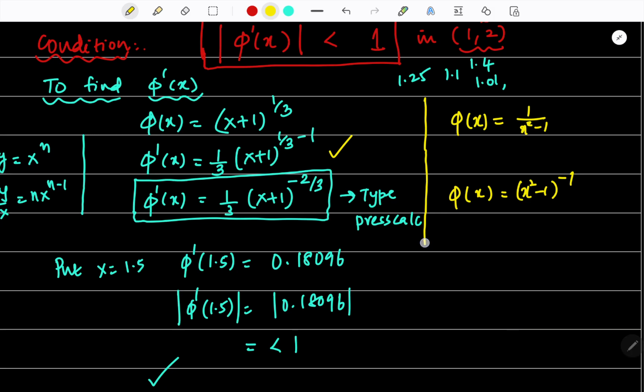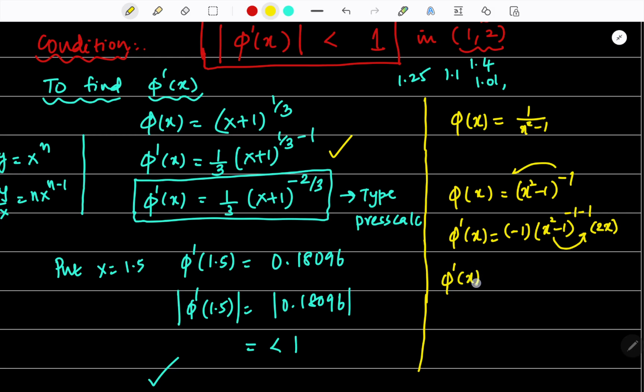Okay. Now I'll start the derivative. Right. So what is phi dash of x? Phi dash of x is, this comes this side, minus 1, and then (x square minus 1) to the power of minus 1 minus 1, and then function of function. What is the derivative of x square? 2x. What is the derivative of minus 1? 0. So phi dash of x is equal to minus 1 times (x square minus 1) to the power of minus 2 multiplied by 2x. Okay. This is your phi dash of x.